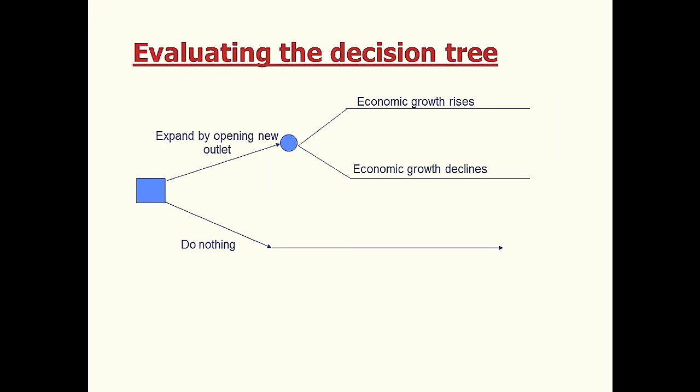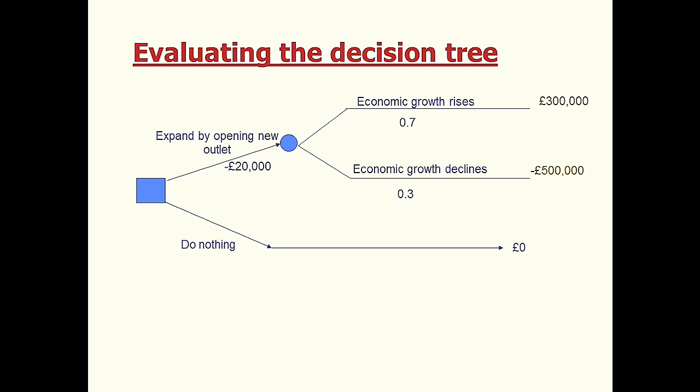outlay to this project. So in order to open up the new outlet, the company will have to spend 20,000. So that is the initial capital cost, or the initial outlay, of taking that decision. Keeping other things the same, the expected outcome if the economy increases is 300,000, and if the economy declines, that will be negative 500,000, a loss of 500,000, and 70% and 30% are the probabilities.